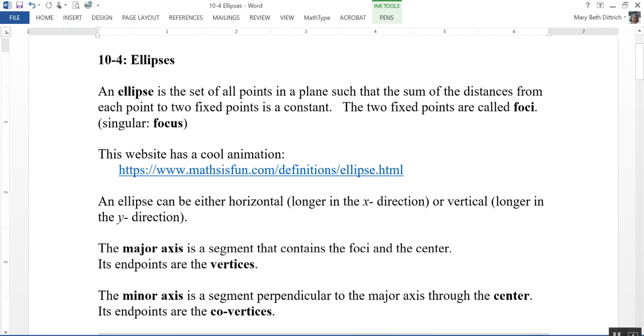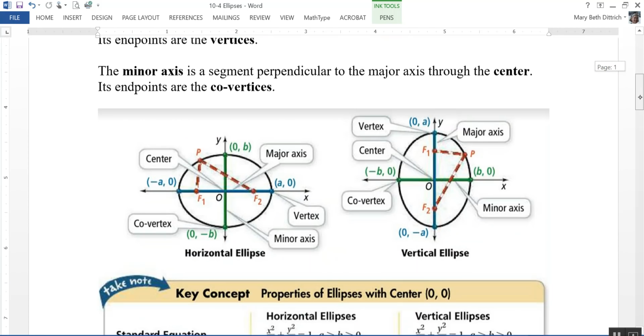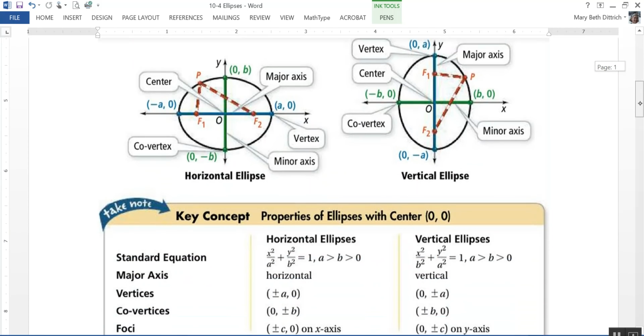Okay, so an ellipse can either be horizontal, that is longer in the x direction as the x-axis goes, or it can be vertical, longer in the y direction as the y-axis goes. The major axis is a segment that contains the foci and the center. Its endpoints are called the vertices, and that's the longer distance. The minor axis is a segment perpendicular to the major axis that goes through the center, and its endpoints are called the covertices. So here's a diagram from your textbook.